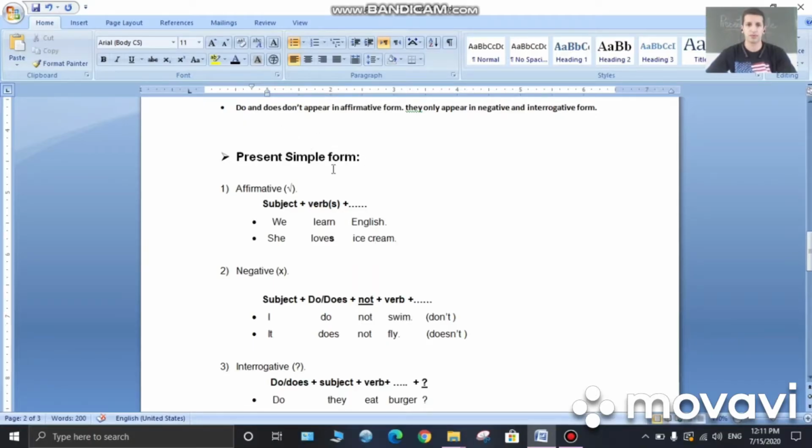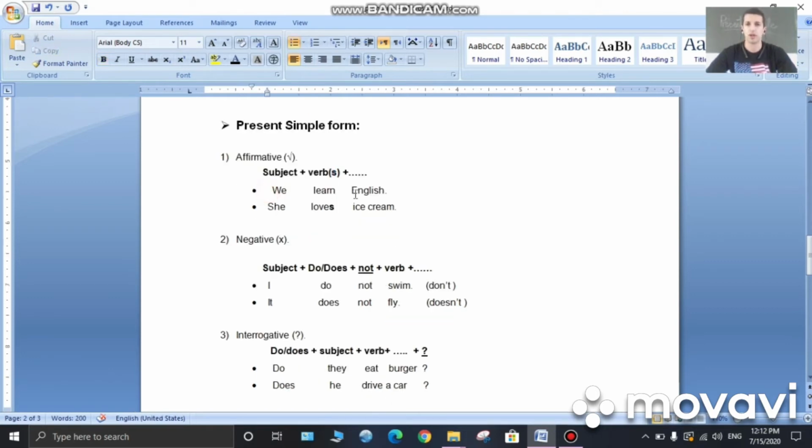So present simple forms. We have three forms for present simple: affirmative, negative, and interrogative. Let's start with the structure of the affirmative. How to build a sentence. We always start with the subject and verb plus the complement. Here we add s to the verb when we have a third singular pronoun like he, she, and it.